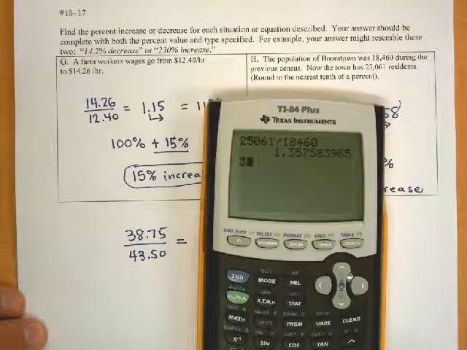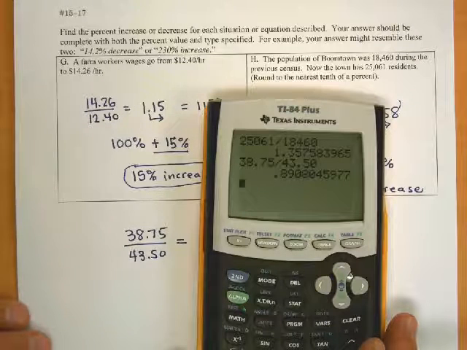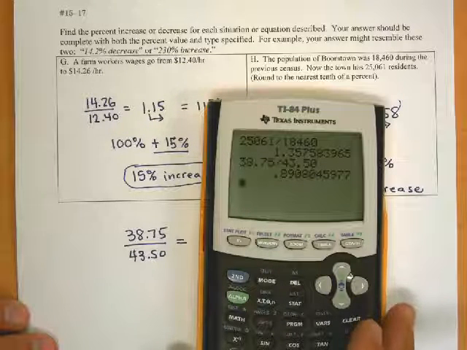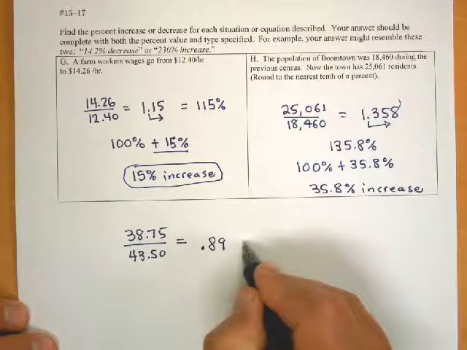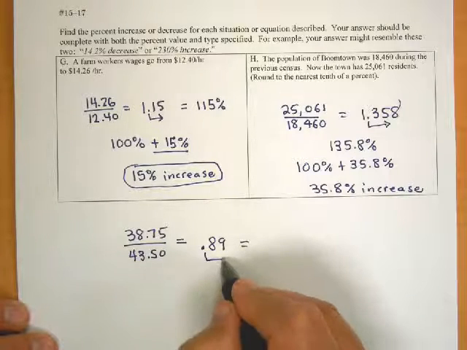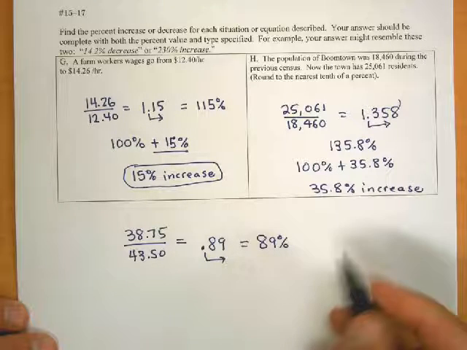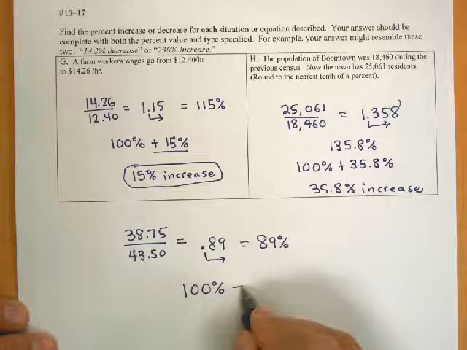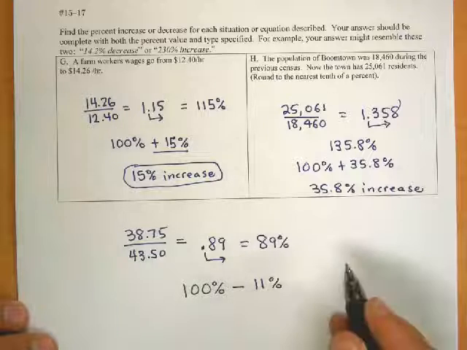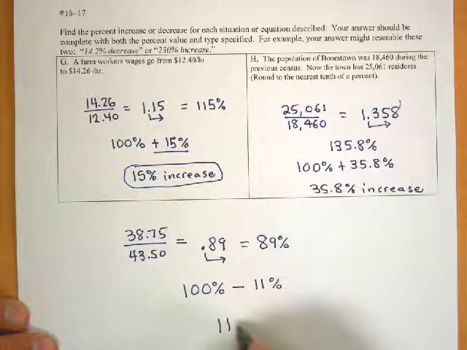So we're going to take $38.75 divided by $43.50. It's 0.89. I'm going to round a little bit, 0.89. And if you convert that into a percentage, you move your decimal to the right when you restore the percent sign. If you lose the percent sign, you move it to the left. So now you compare with 100%, and this one is 11% lower than that. You can take 100 minus 11, you get 89. So this is an 11% decrease.